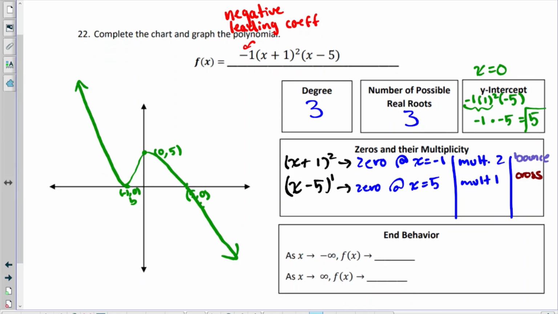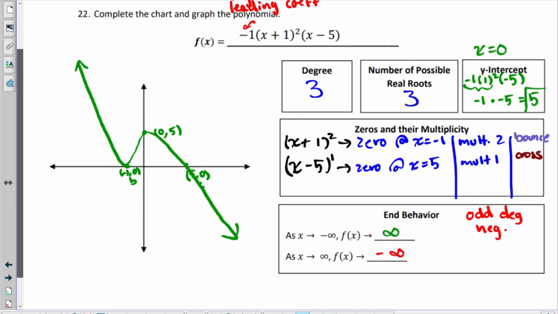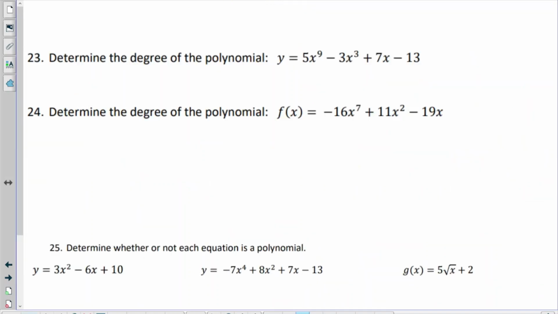Which, hey, if we go back to our last page, this is an odd degree, negative leading, so odd degree negative coefficient, that has the same end behavior as a negative linear function, right? As x goes to the left, my output's actually going up to positive infinity. And then as x goes to the right, my output is going down to negative infinity. So it's opposite of what x is doing because it's negative. Okay, cool. Let's keep going.